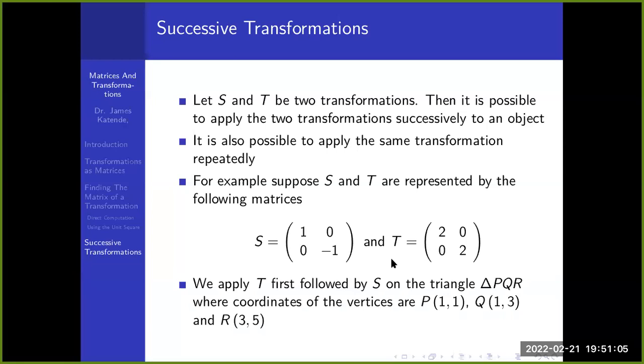So the first case we shall work on is we apply T followed by S. The first transformation that acts will be T, and the second one will be S. We apply this to this triangle PQR with the vertices (1, 1), (1, 3), and (3, 5). And then after that, we apply S. So T is the first one to act, followed by S.